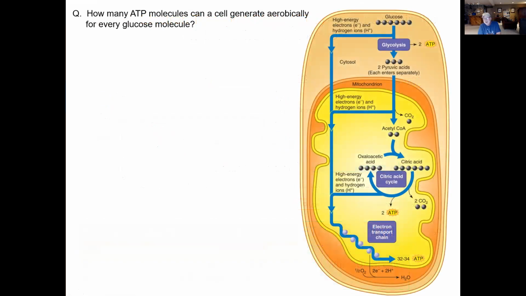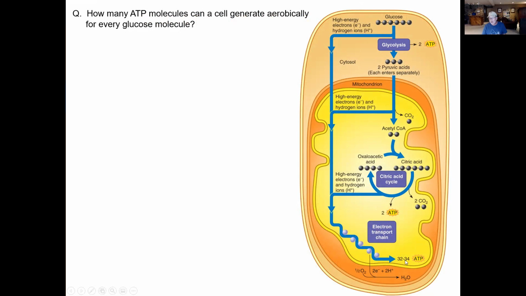So here's a question I'd like you to ponder. How many ATP molecules can a cell generate aerobically for every glucose molecule it started with? In other words, here we have that summary diagram you saw earlier. Here's our glucose, here's glycolysis, here's pyruvic acid, here's citric acid, here's electron transport. How many ATP molecules will a cell generate?